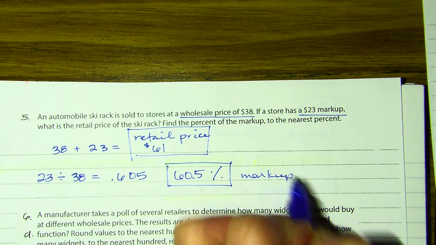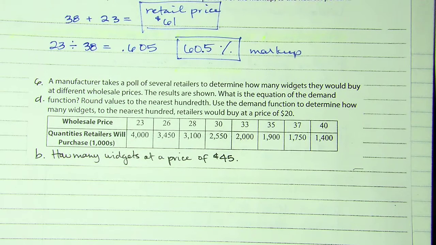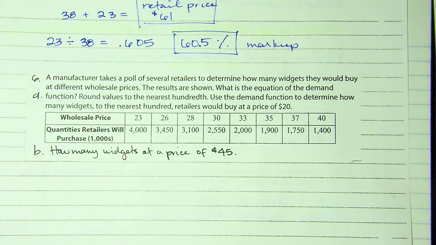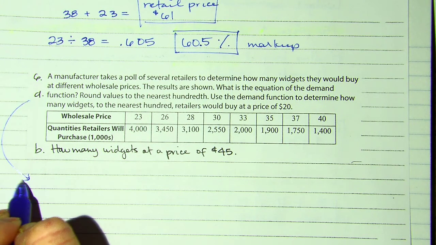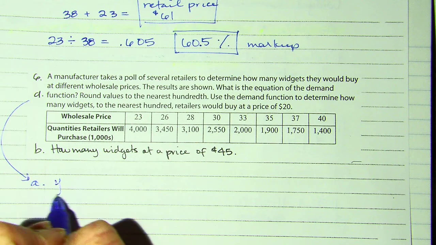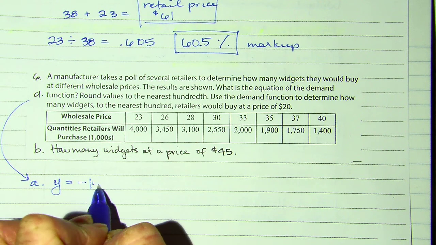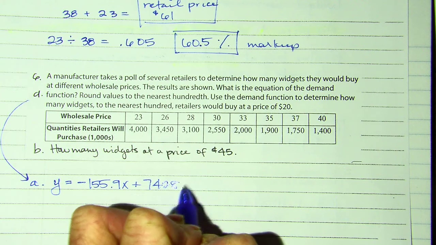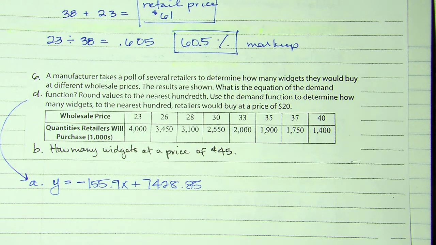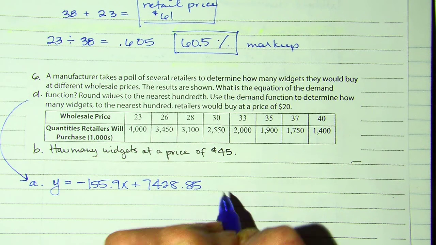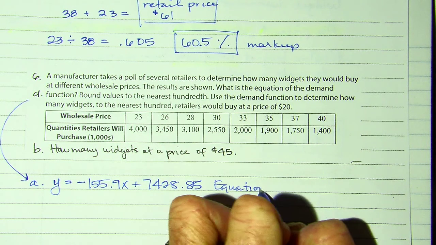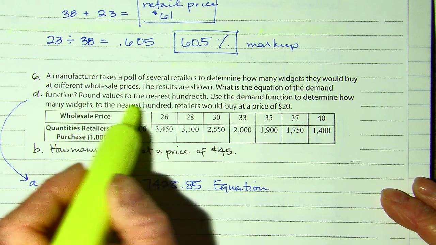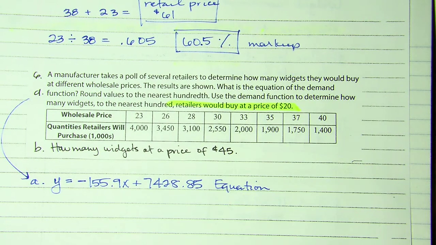All right, for number 6, the one in the homework, they give you the function. In part A, I'm going to give us that expression. So the function is y equals negative 155.9x plus 7,428.85. And so I've already entered this data and I came up with the equation. So this is our equation. And they'd like us to find, use the demand function to determine how many widgets to the nearest 100 retailers would buy at a price of $20.